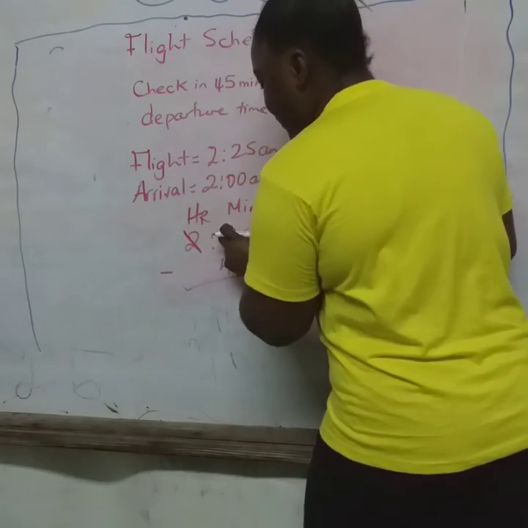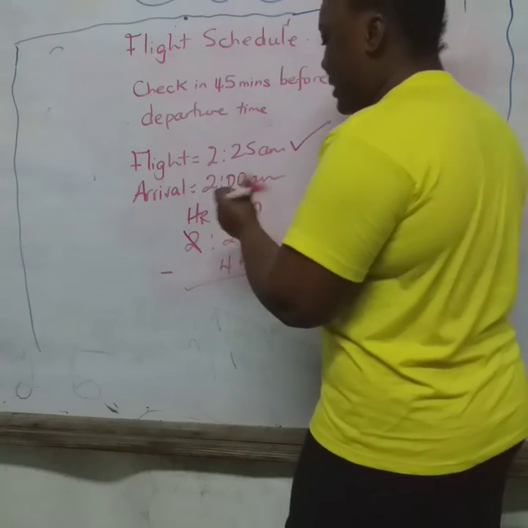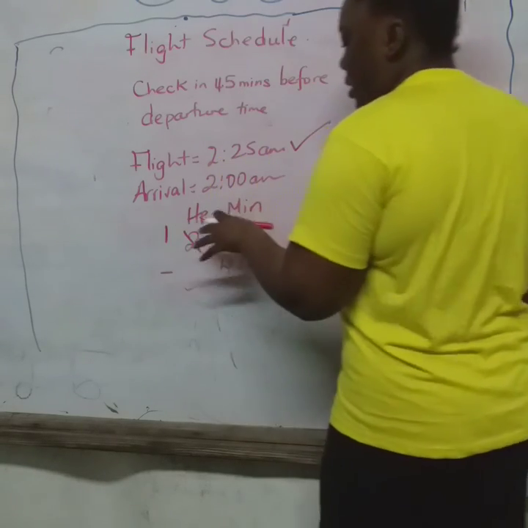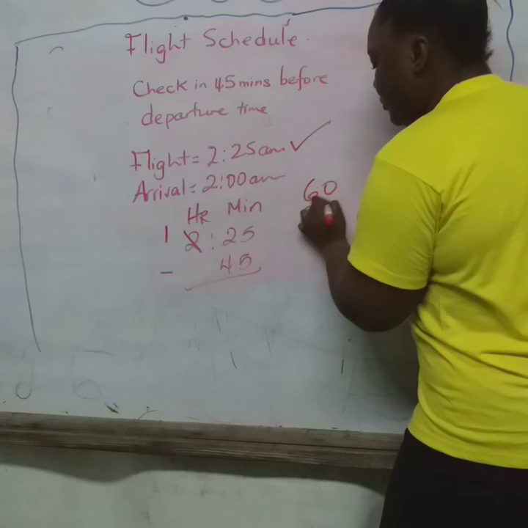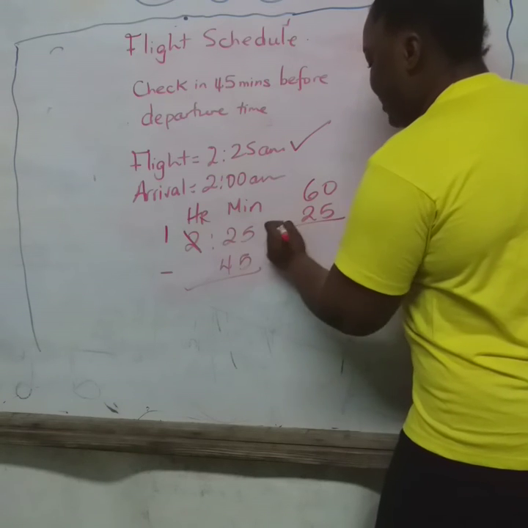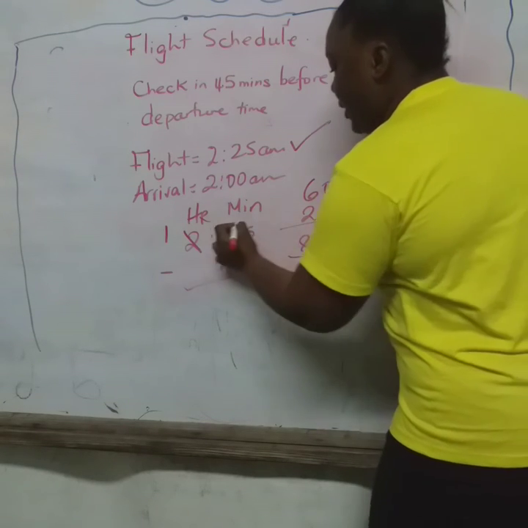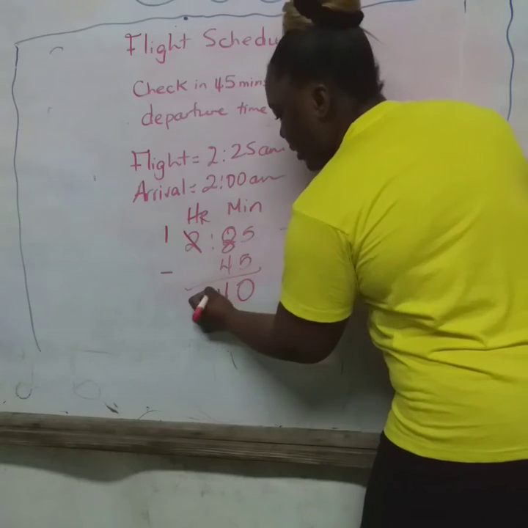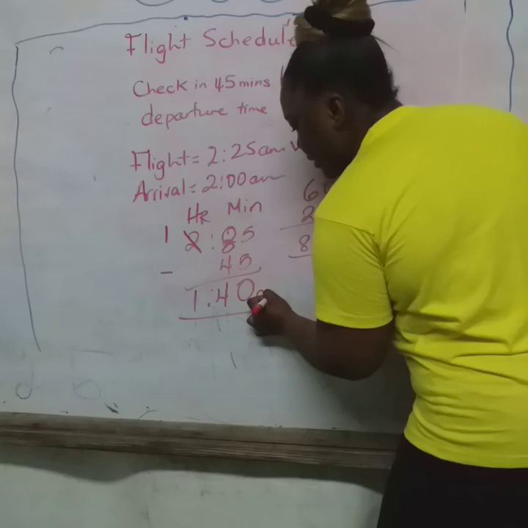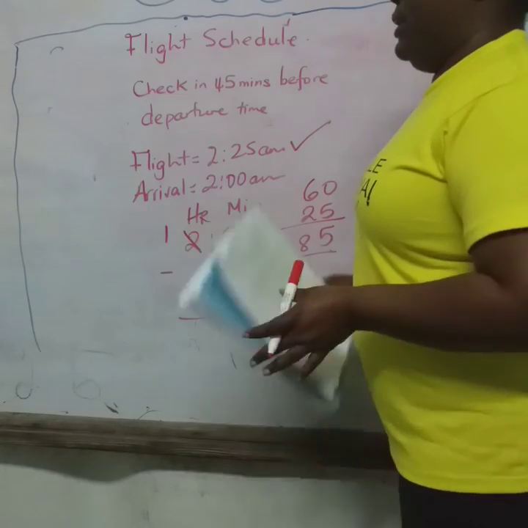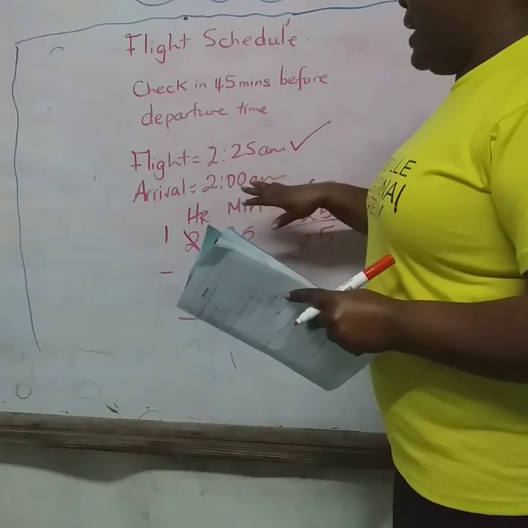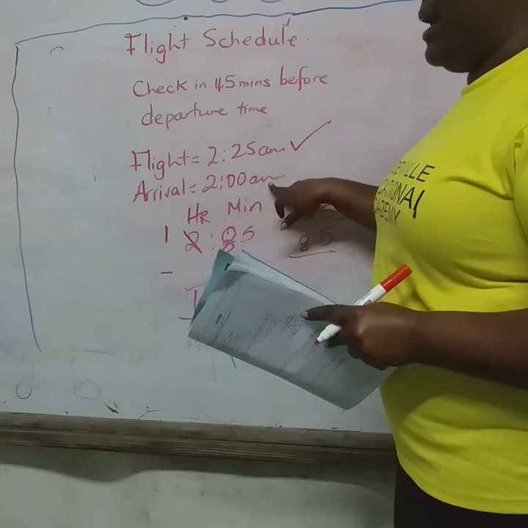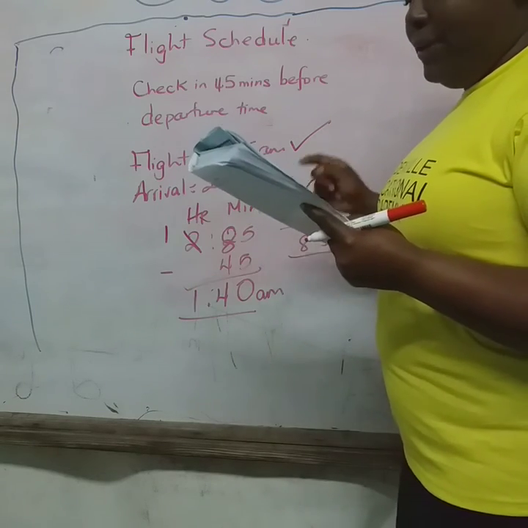So here we have 25 minutes, take away 45 minutes. That cannot happen. So we're going to take 1 hour and add it to the 25 minutes. We're going to get 85 minutes, right? And now we subtract. So he's supposed to arrive at 1:40 a.m. However, he arrives at 2 a.m. So therefore, he would miss his flight.